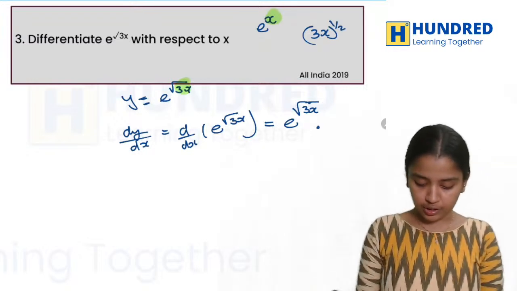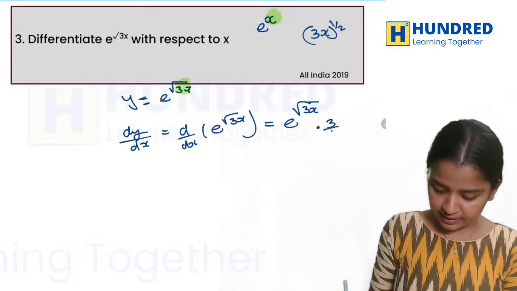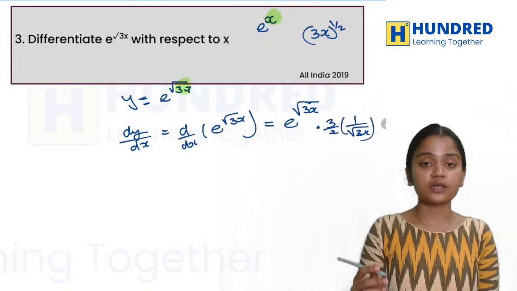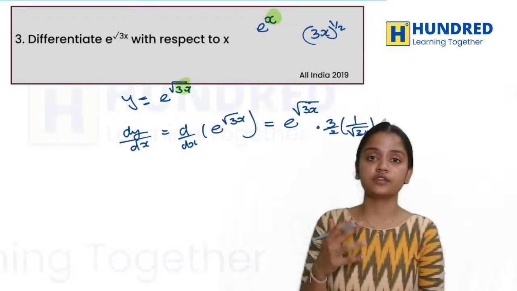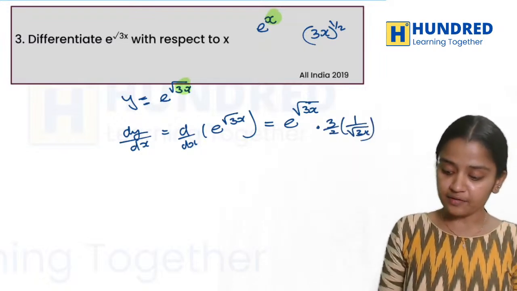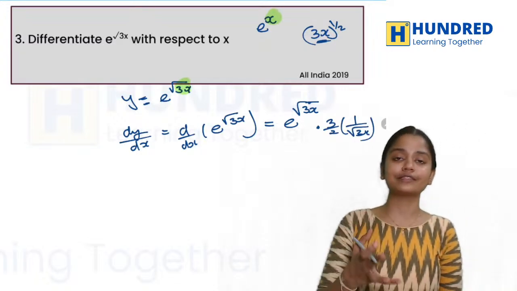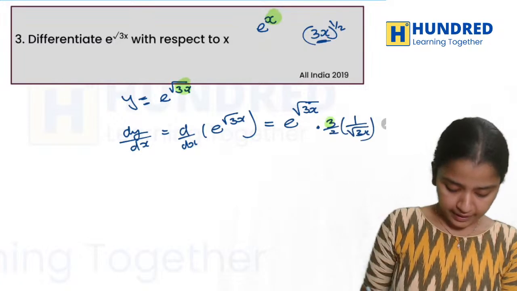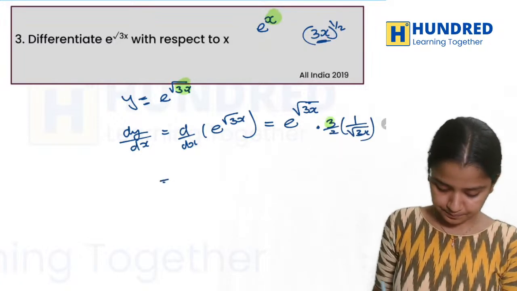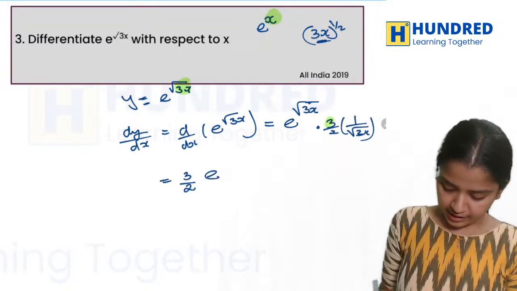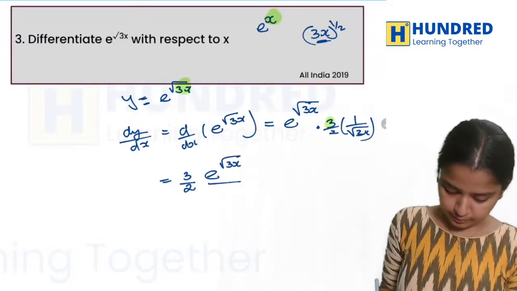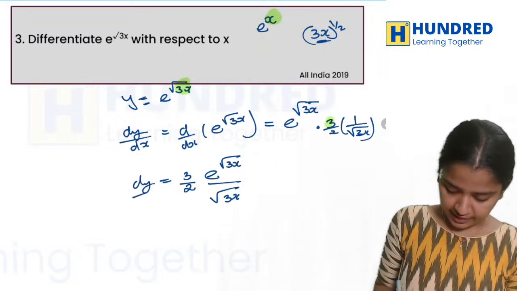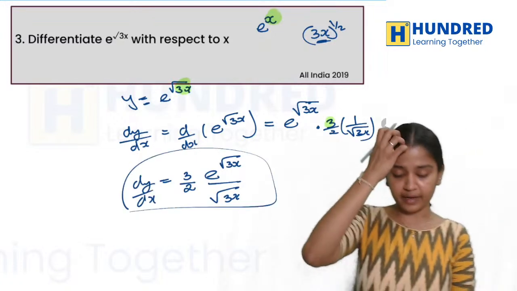If I differentiate again, you will be having 3 by 2 of 1 by root 3x, because we already know the differentiation of root x is 1 by 2 root x, and in front you are having a coefficient multiplied with the variable, so you have a 3. So my differentiation answer is 3 by 2 e power root of 3x by root 3x. So this is my dy by dx.